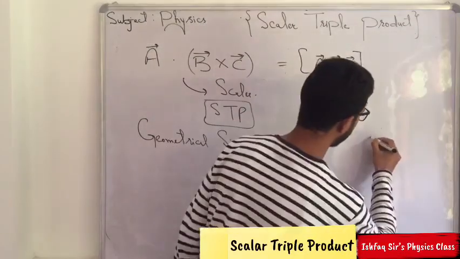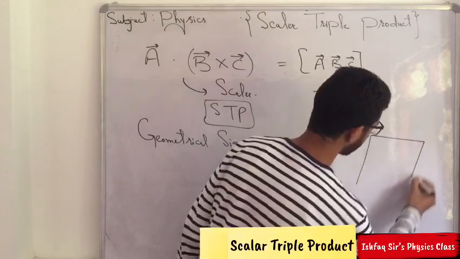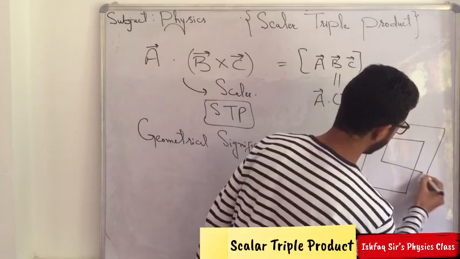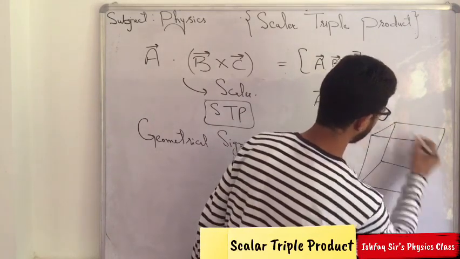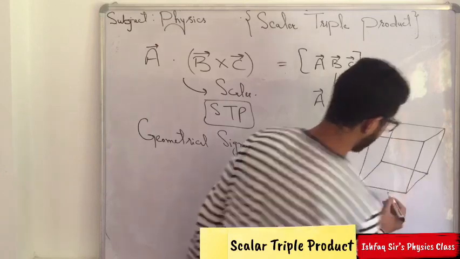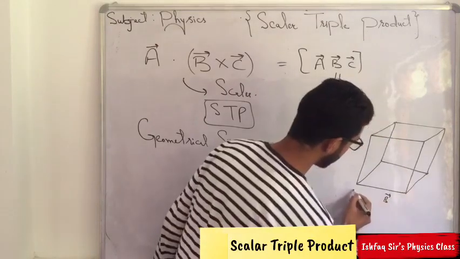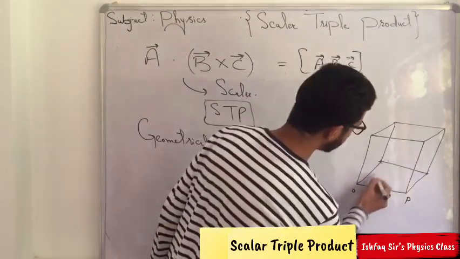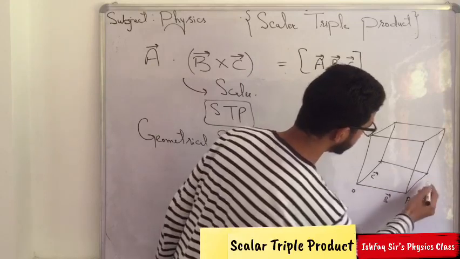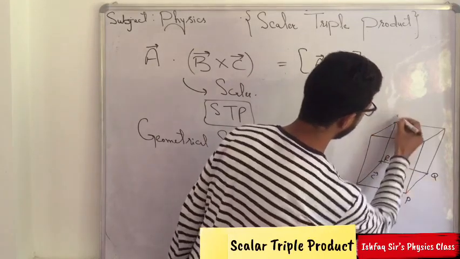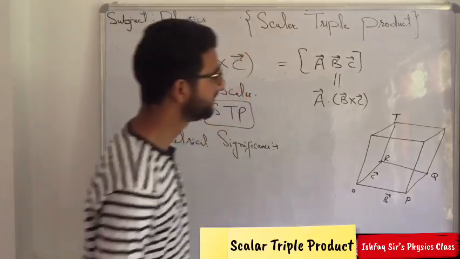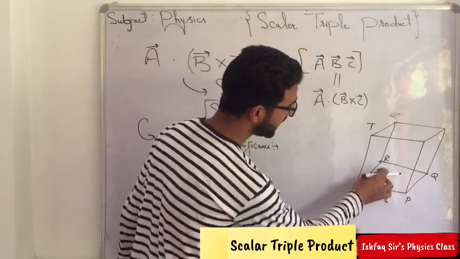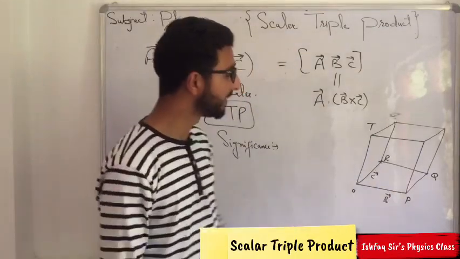Let me draw a parallelepiped here. So, this is a parallelepiped. Let this be O, let this be point B. Suppose this is vector B. Suppose this is vector C, let me name this OPQR, and suppose this is T here. So let this be vector B, let this be vector C, and this is a parallelepiped, right?